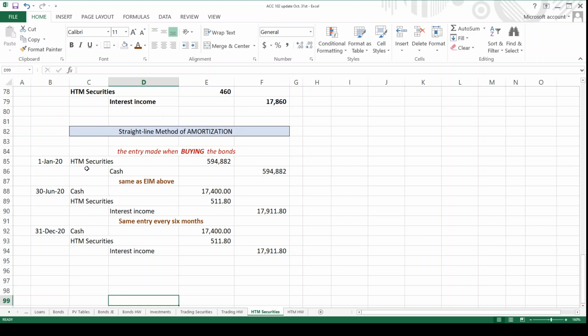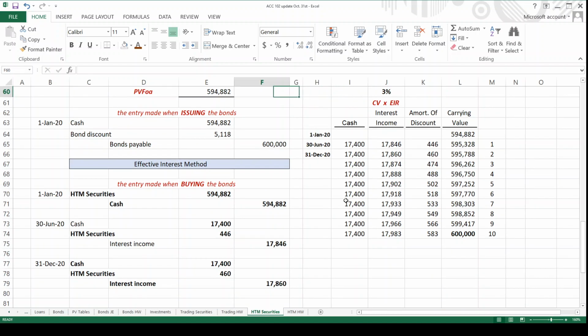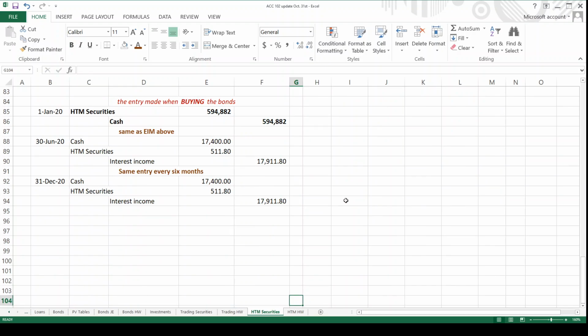This is the same. Doesn't matter which method of bean counting you're using, right? When you buy the bonds, what do you do? You debit the asset account, you credit cash. 511.80. That's going to be our amort of discount. And where do we get that number from? Well, what was the discount? The discount in total is 51.18. The difference between what we paid for the bonds versus their par value or face amount.